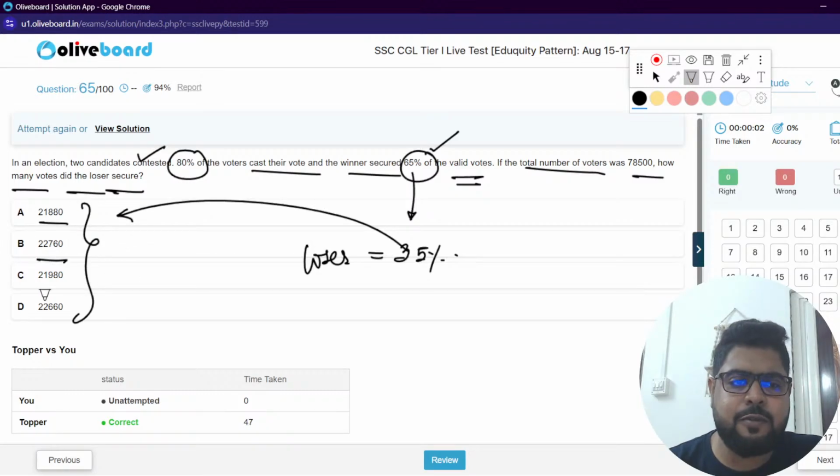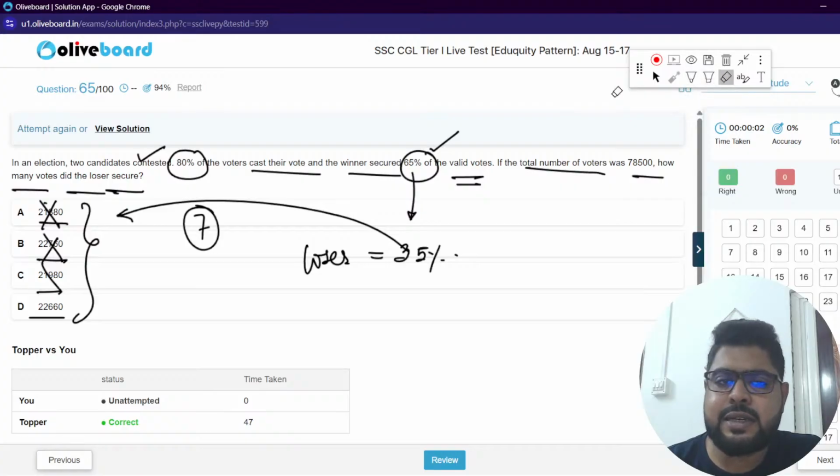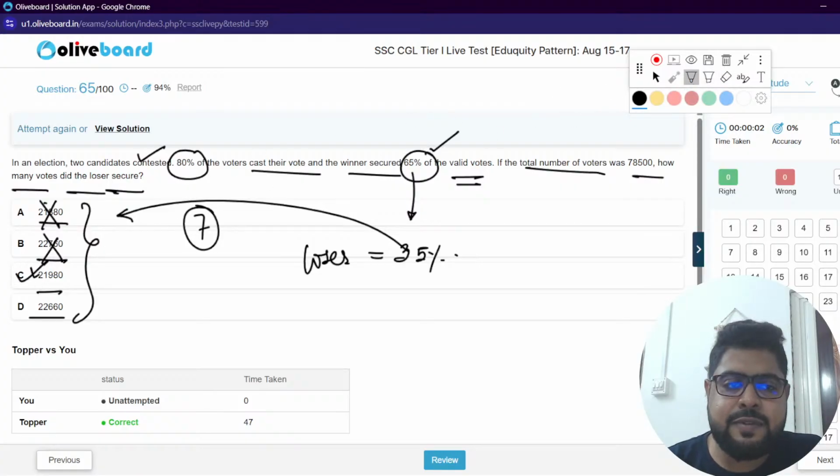Every option is a multiple of 5. So 7 multiple also check. So this is not divisible by 7. 30, 21, 37, 35, not a multiple of 7. So this is a multiple of 7, sir. 98 is 49 times 2, sir. So this is a multiple of 7. This can be the answer.